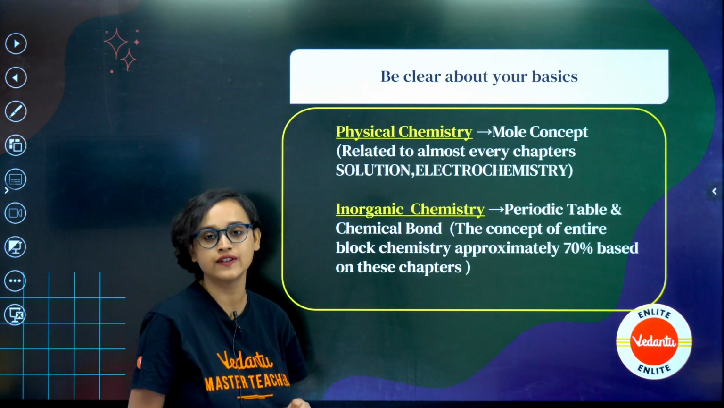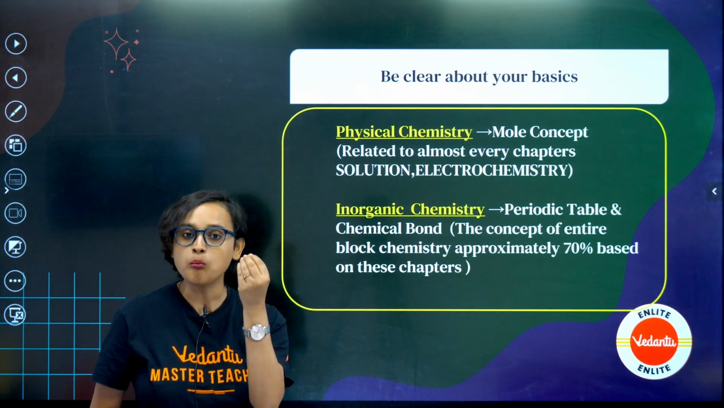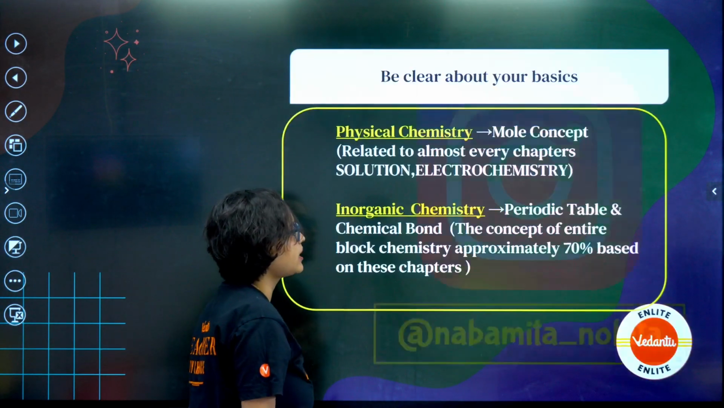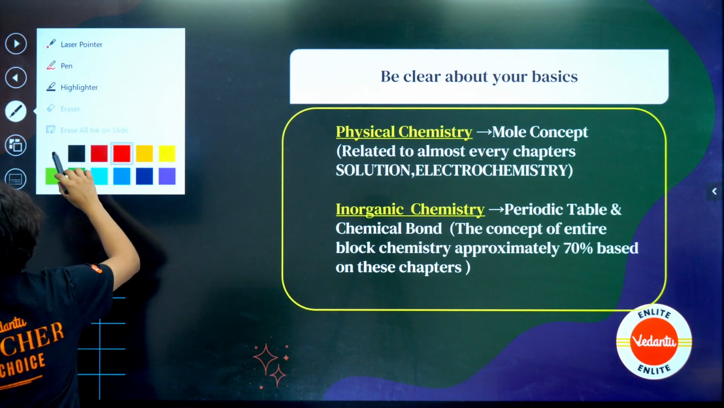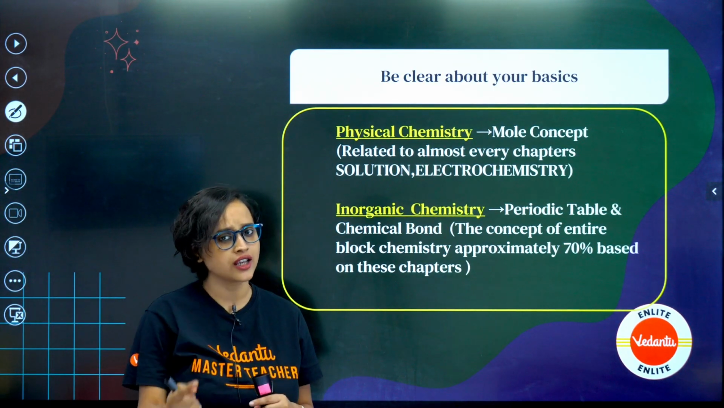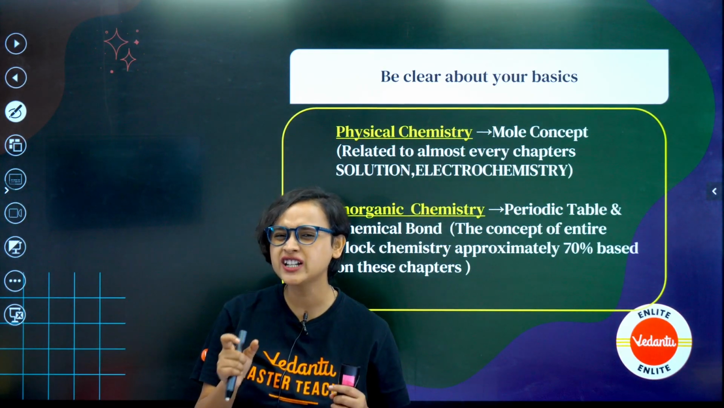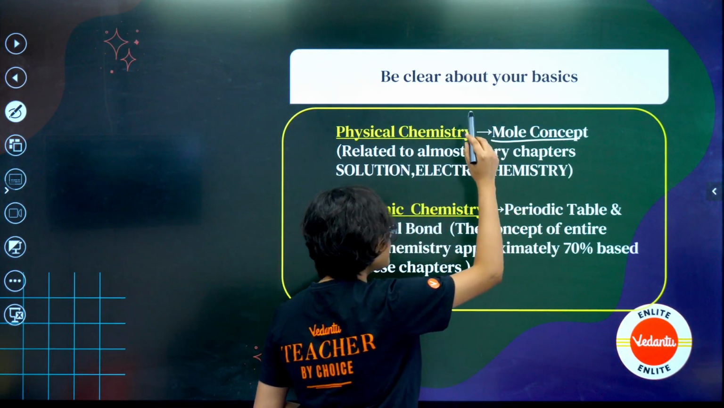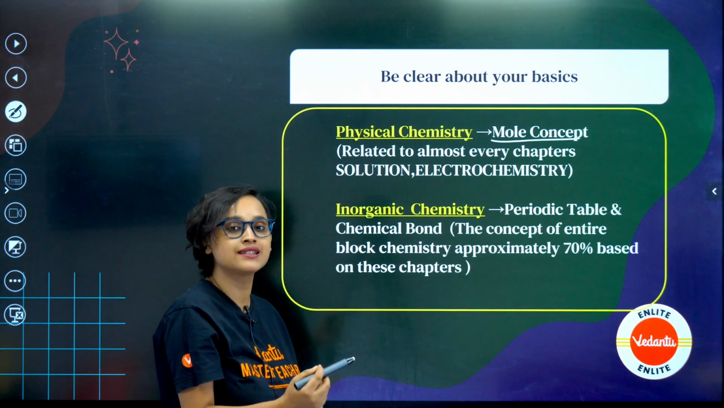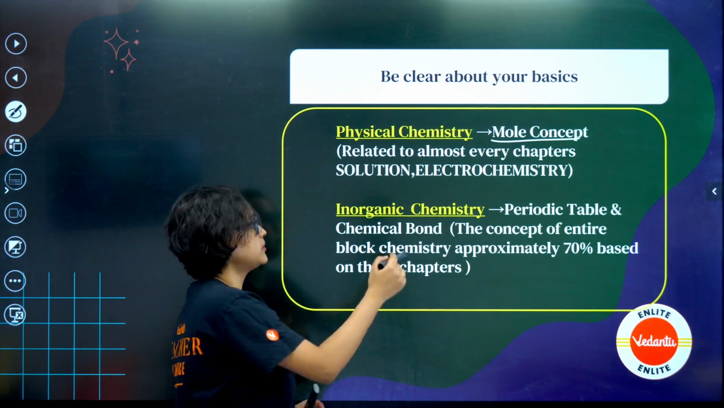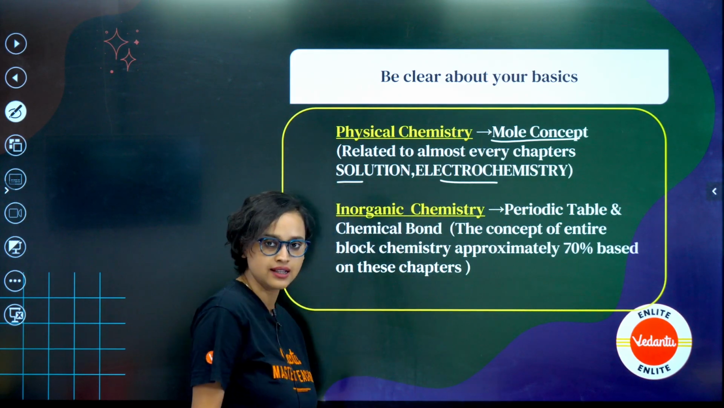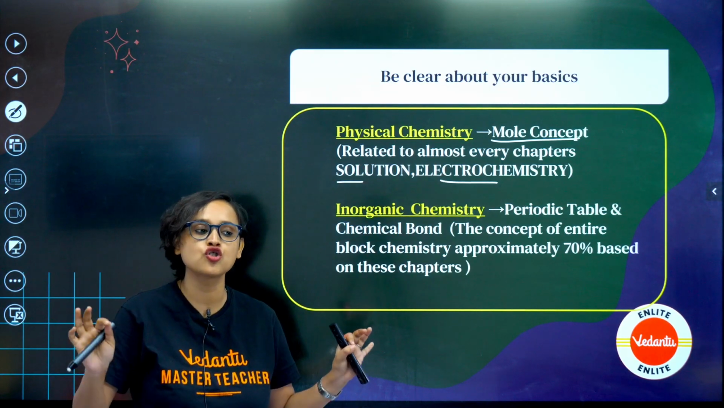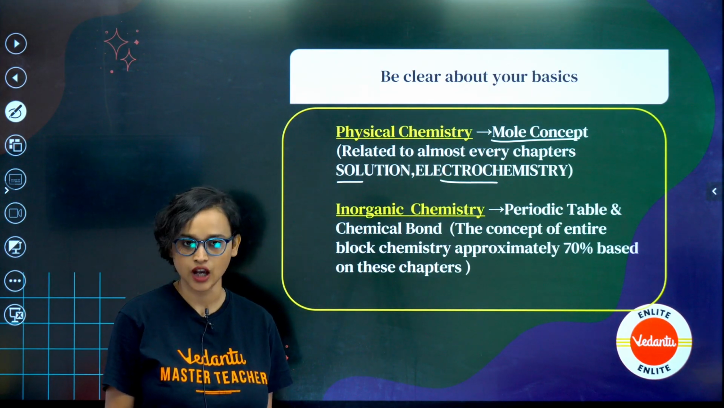When we talk about physical chemistry, the chapter that you must start right now is mole concept, because mole concept, my dear student, is related to many chapters. Although in JEE Mains or even JEE Advanced you will not see many direct questions from mole concept, it is a very basic concept for other chapters like solutions and electrochemistry. Hence it's important that you have cleared mole concept absolutely perfectly.